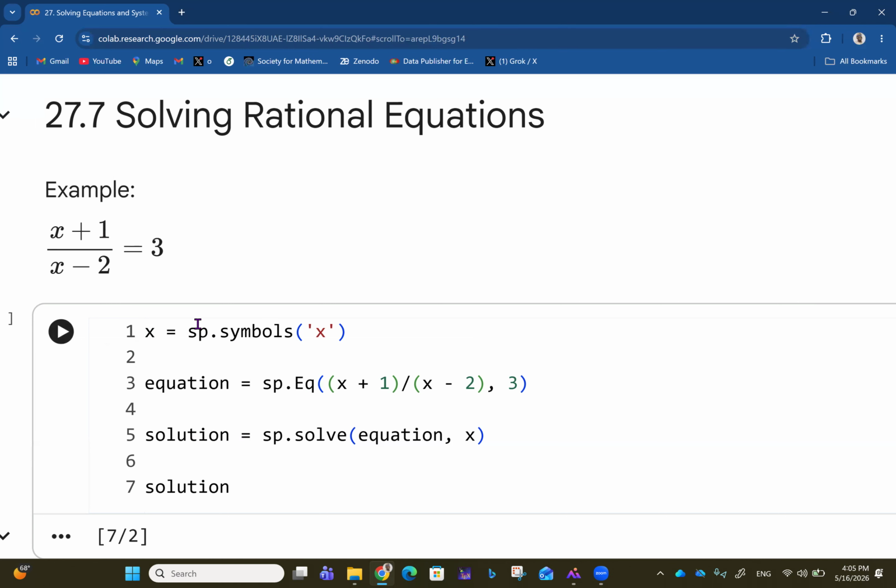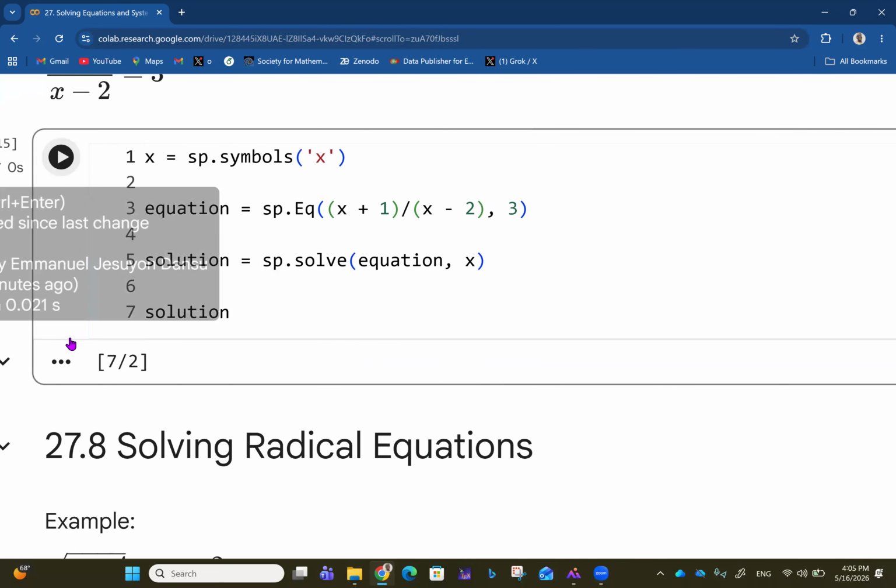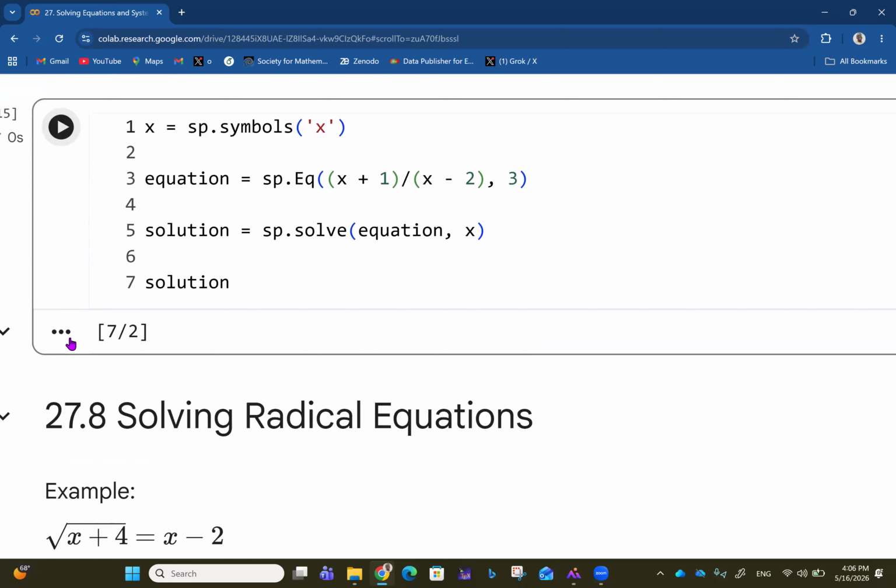So you create x equals sp.symbols x, and then the equation sp.Eq, then you have the rational expression here, x plus 1 all over x minus 2. So you put brackets to make sure everything is neat, and then the right hand side is 3 because you're using Eq. Then the solution is sp.solve the equation with respect to x. And just like I've explained, the answer is 7 over 2 when you run that. So that's solving rational equations.